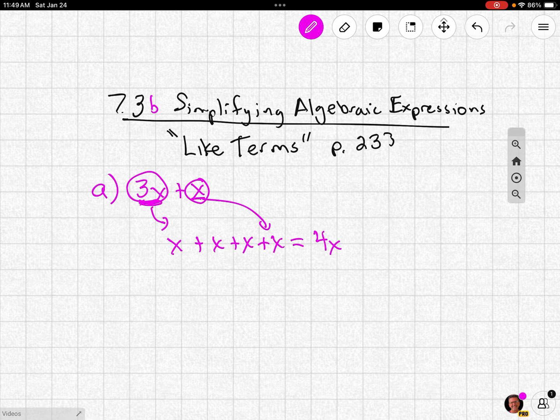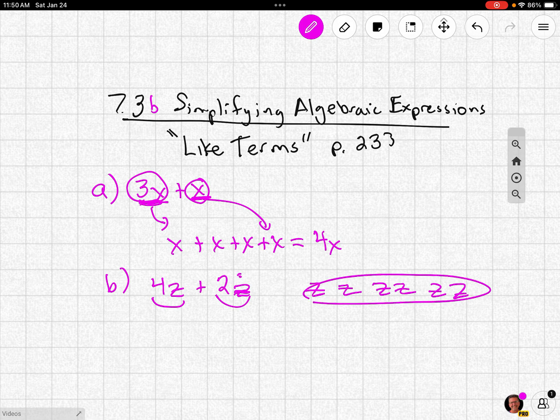Just like 3 monkeys and 1 monkey is 4 monkeys, or 3 marbles and 1 marble is 4 marbles. Same idea. All right, let's take a look at letter B now. Letter B says 4z plus 2z. Can we simplify this by finding like terms? Well, they're both groups of z. So here's 4 z's, and here's, cross them, otherwise they look like 2's. And here's 2 z's, and altogether we have 6 z's. That's it. That's all you have to do on this one.